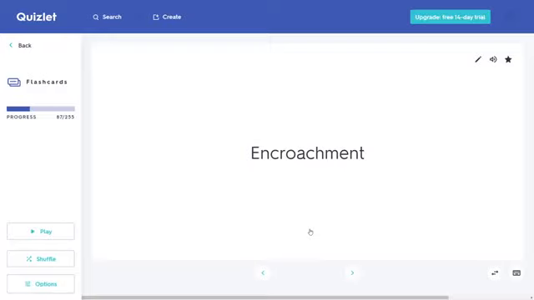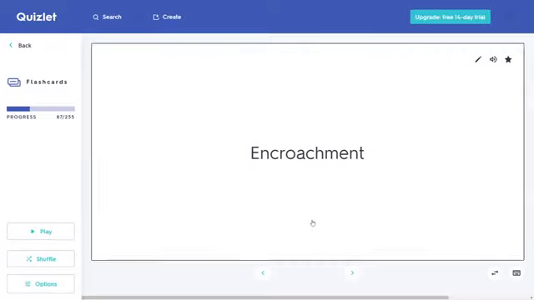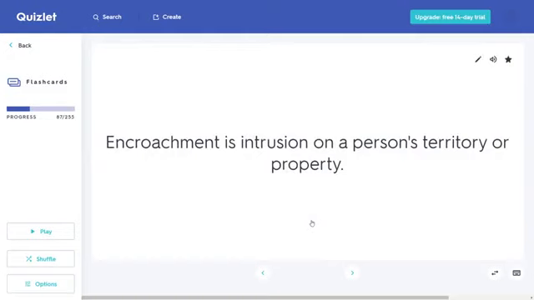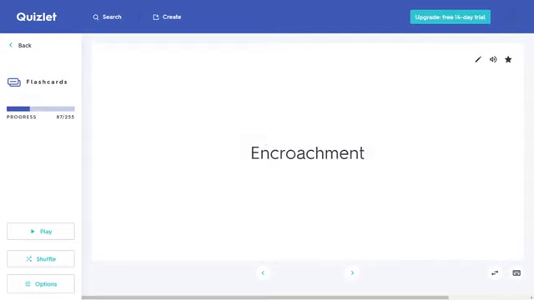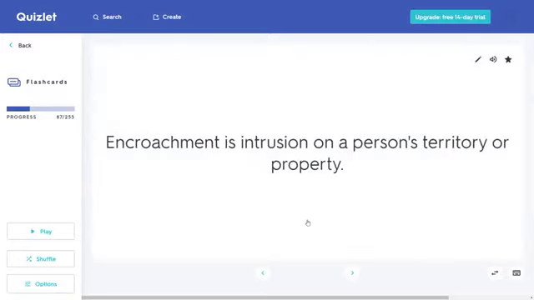Okay. Did you guys figure it out? Encroachment. Encroachment is intrusion on a person's territory or property. When you hear encroachment, think of someone encroaching on you, or approaching almost. For those who are football fans, you should be familiar with this. It's kind of similar to the penalty, encroachment. But basically, it's just intrusion on a person's territory or property.